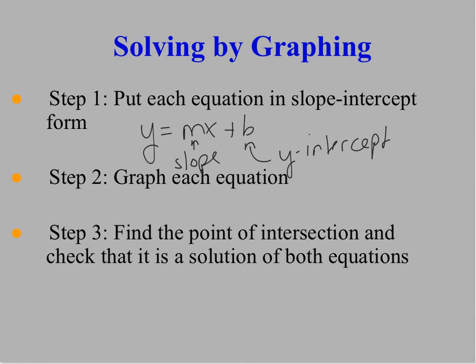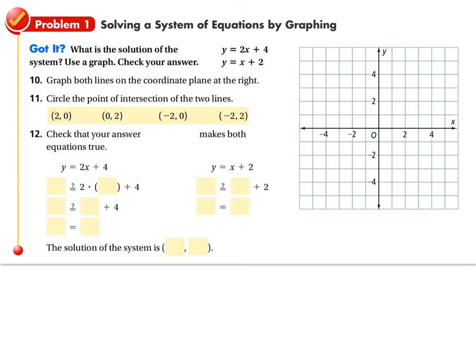Once we get there, we go ahead and graph each equation, and then we find the point of intersection. Then the last step is to check and make sure it is the solution to both equations, so to make sure that it makes both equations true. Now the steps of solving the system of equations by graphing.